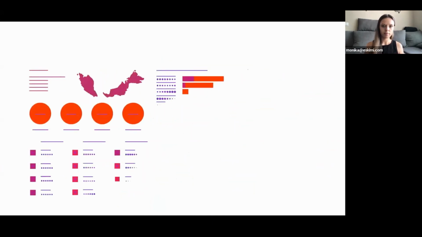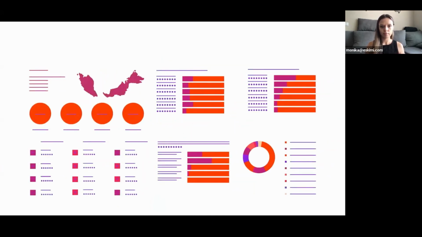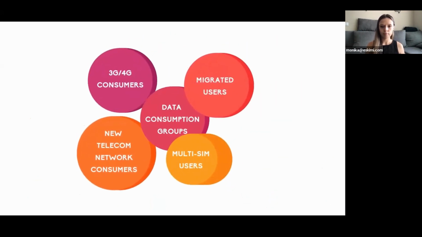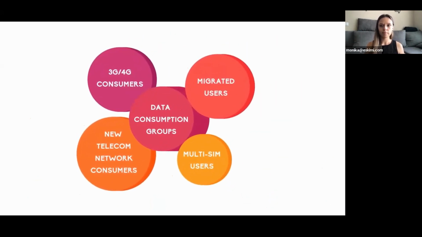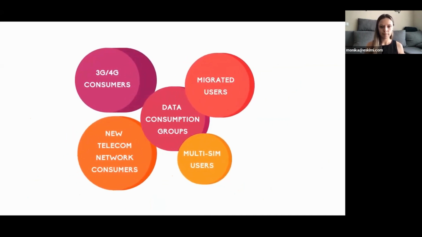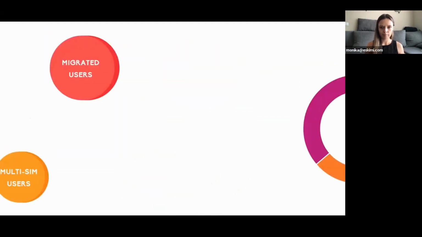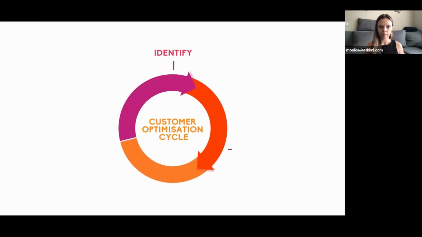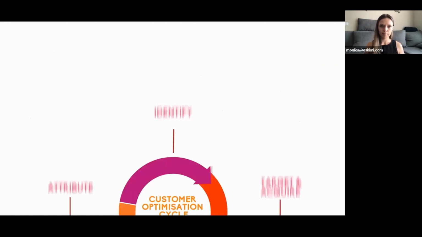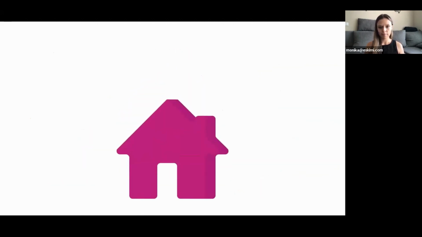Eskimi has built a unique marketing and research platform for telecoms, which allows to identify and target relevant audiences of multi-SIM users, data consumption groups, migrated users, new telecom network consumers, or 3G, 4G consumers. The platform allows telecoms to identify, target, acquire, and measure the impact of digital marketing campaigns. For example, mobile operators are able to track not only online purchases, but compare sales offline when customers buy a SIM card in physical shops.